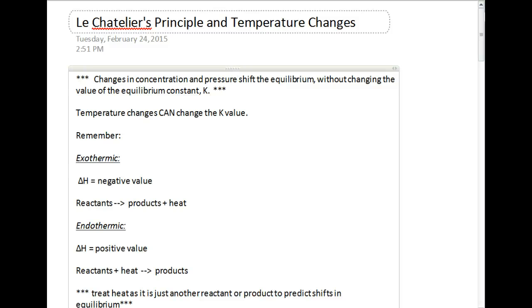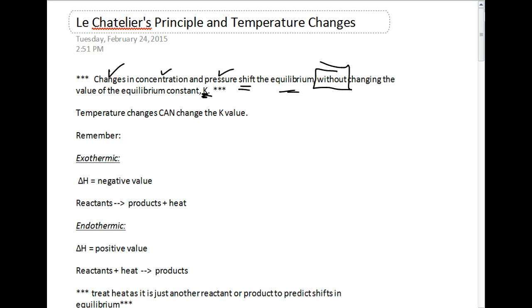Today in class we talked about Le Chatelier's principle. We talked about how changes in concentration and changes in pressure can shift that equilibrium to the left or the right, depending. One thing that we do need to address though, and we didn't address it today, is that if we have changes in concentration and pressure and we do shift that equilibrium, we do not change the equilibrium constant value K. It doesn't change it. It just shifts the equilibrium one way or another.